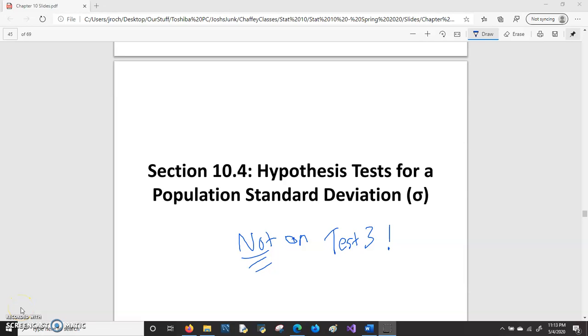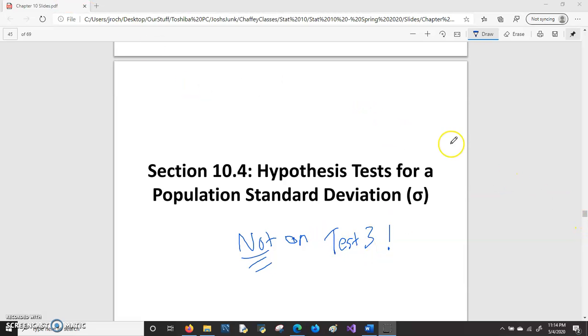Hi everyone, these next few lecture videos will be covering section 10.4, which is on hypothesis tests for a population standard deviation. And before getting into this, I want to emphasize that section 10.4 will not be on test 3. This section will be on quiz number 5, and it will be on the final exam, but don't worry about this section for test 3, which is this week.